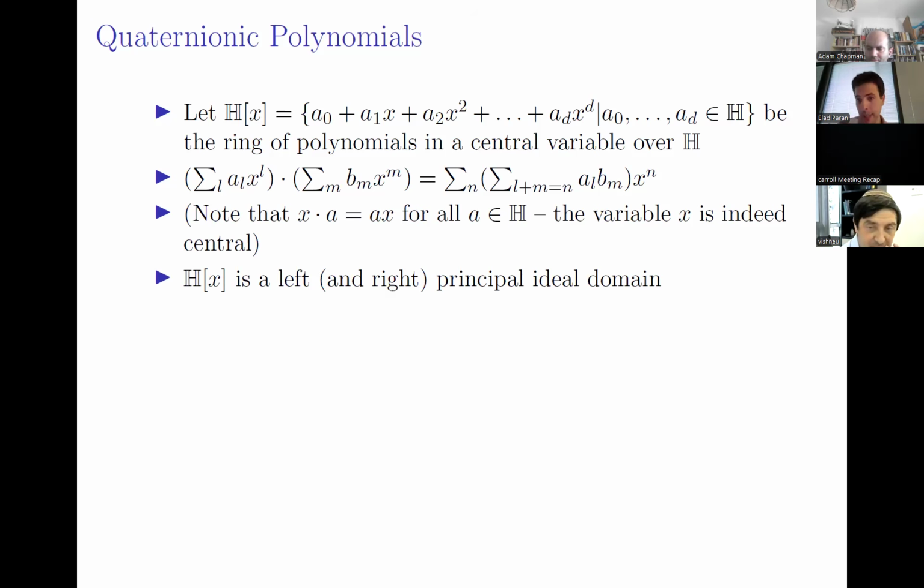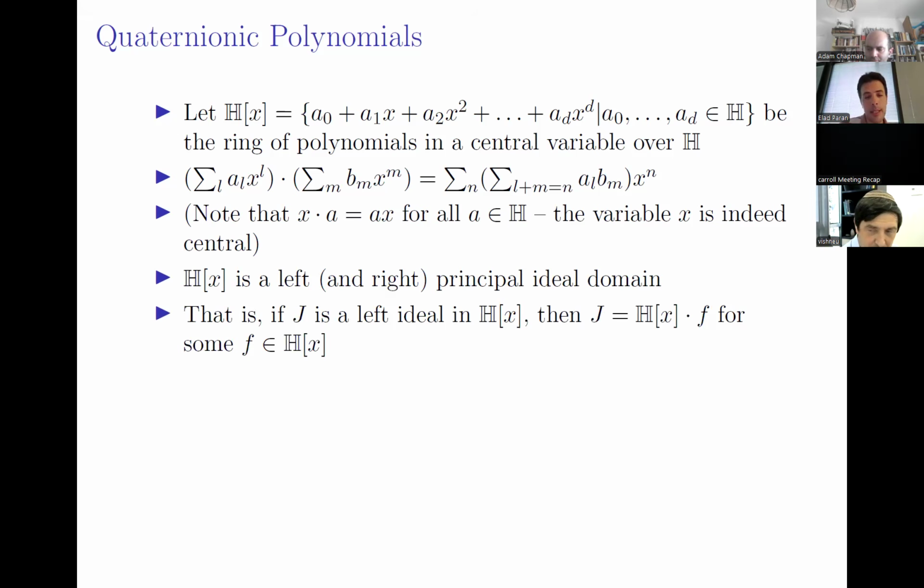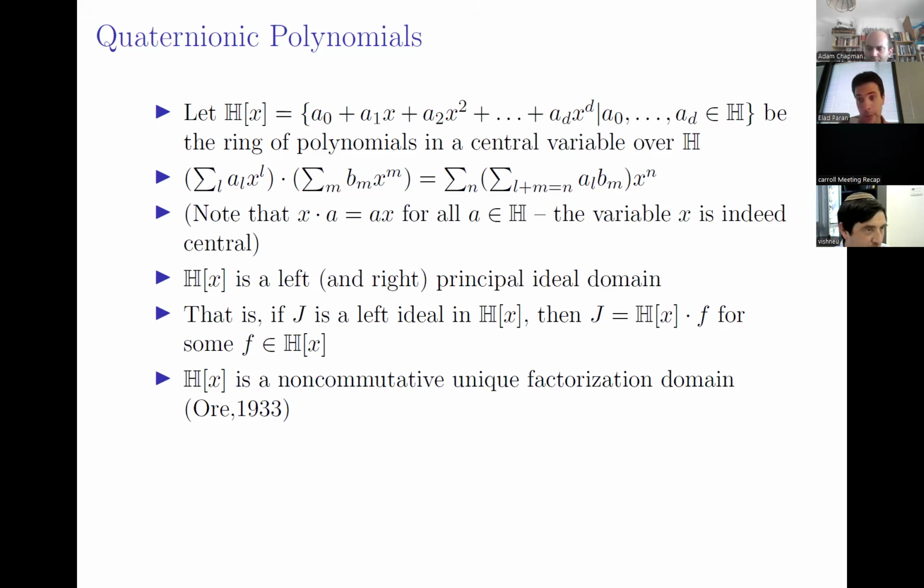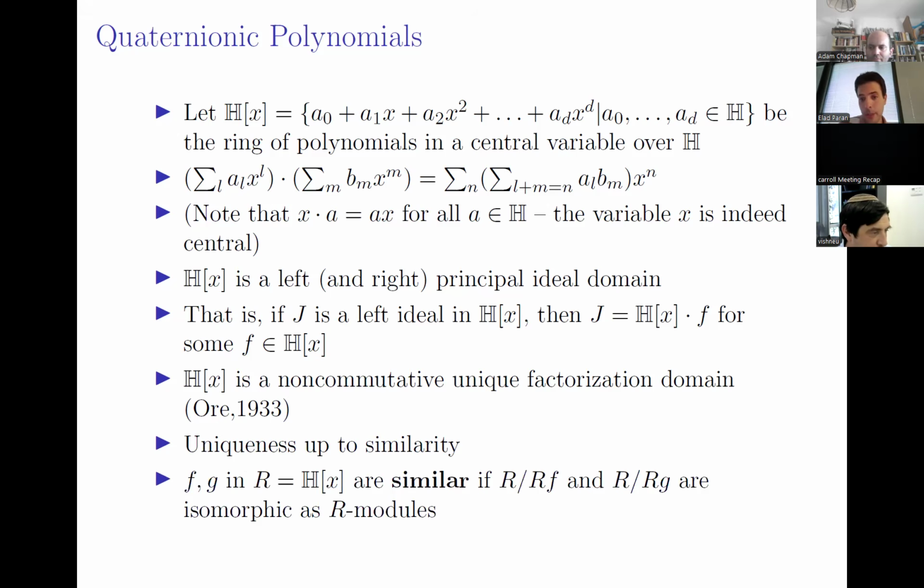So if you have, say, a left ideal in this ring, then it is generated as a left ideal by a single polynomial. And it is well known, it is a classical theorem of Gori from '33, that this is a non-commutative unique factorization domain. So here, uniqueness is up to order and up to similarity. So two polynomials are called similar if the corresponding quotient modules are isomorphic as modules. In the commutative case, this is just equivalent to saying that the polynomials are associates, but in the non-commutative case, it's somewhat more complicated. Still, it's a very nice theorem generalizing the classical theory.